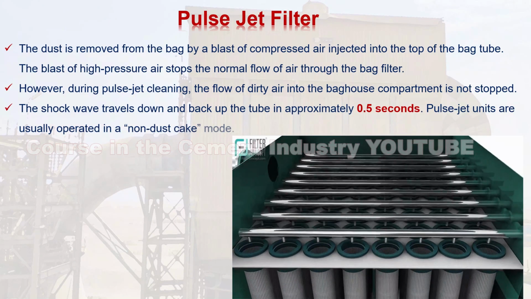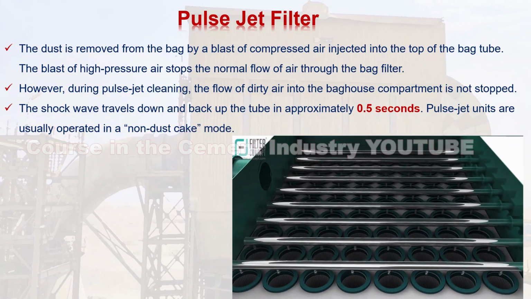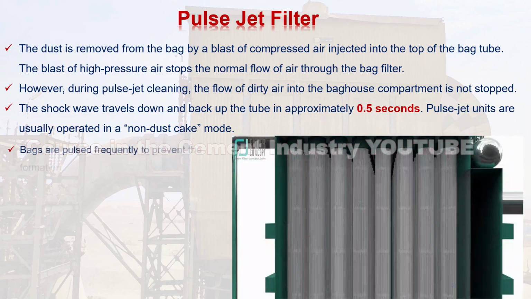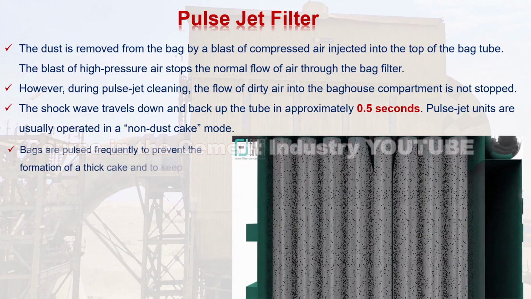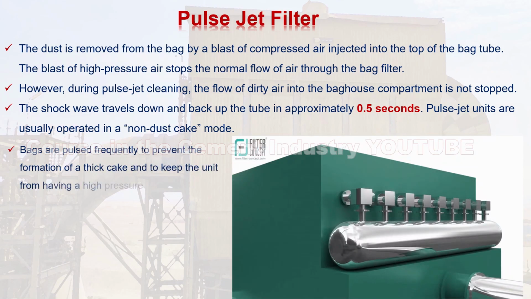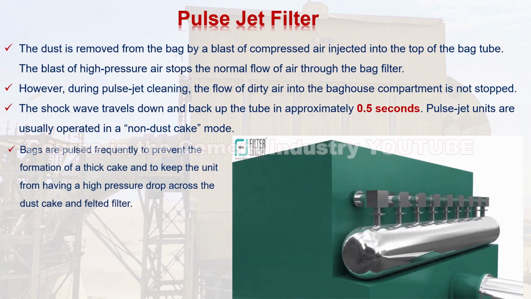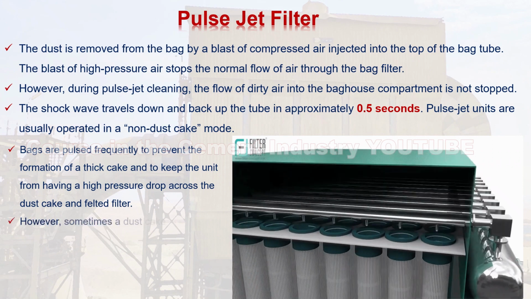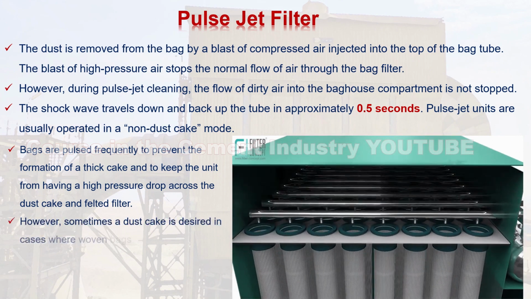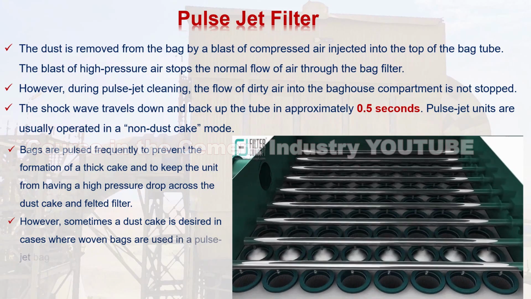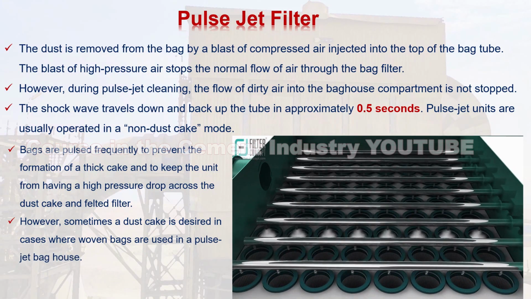Pulse jet units are usually operated in a non-dust cake mode. Bags are pulsed frequently to prevent the formation of a thick cake and to keep the unit from having a high pressure drop across the dust cake and felted filter. However, sometimes a dust cake is desired in cases where woven bags are used in a pulse jet bag house.